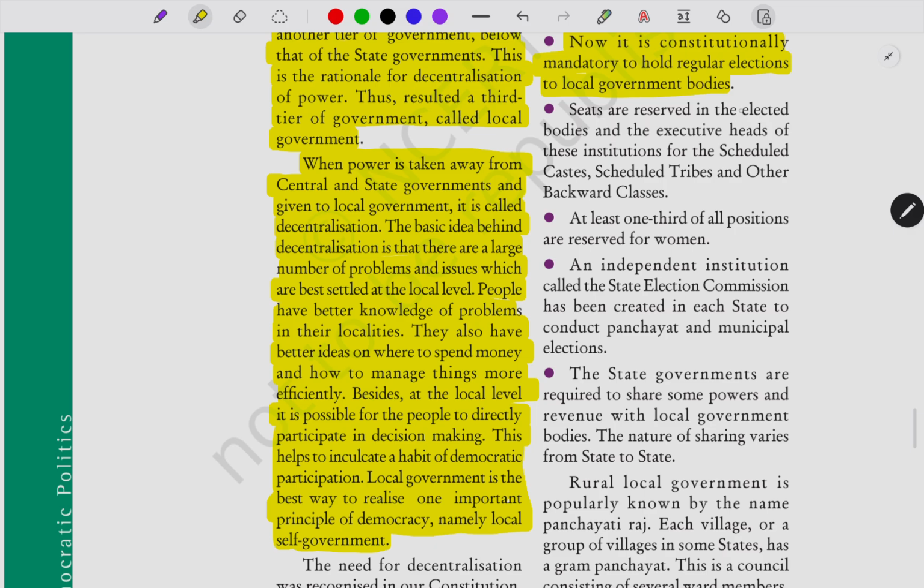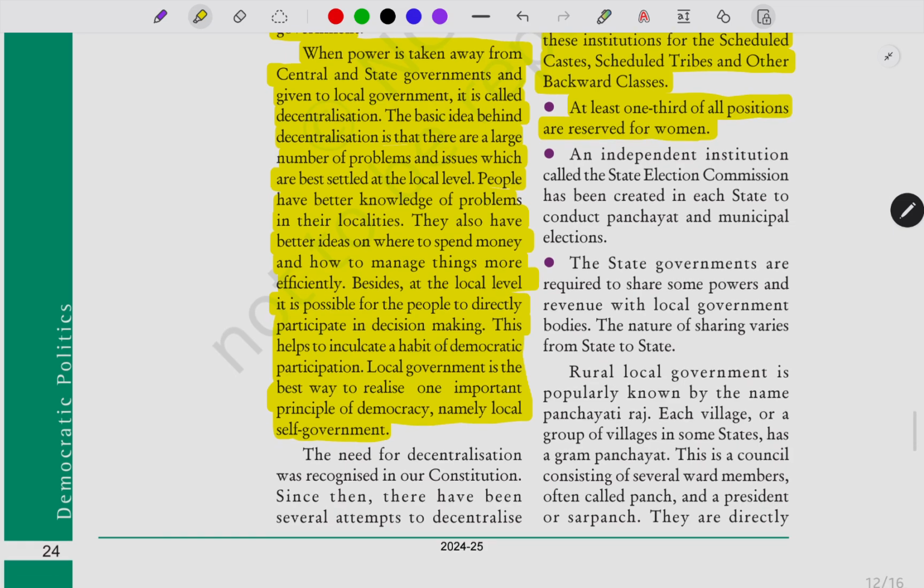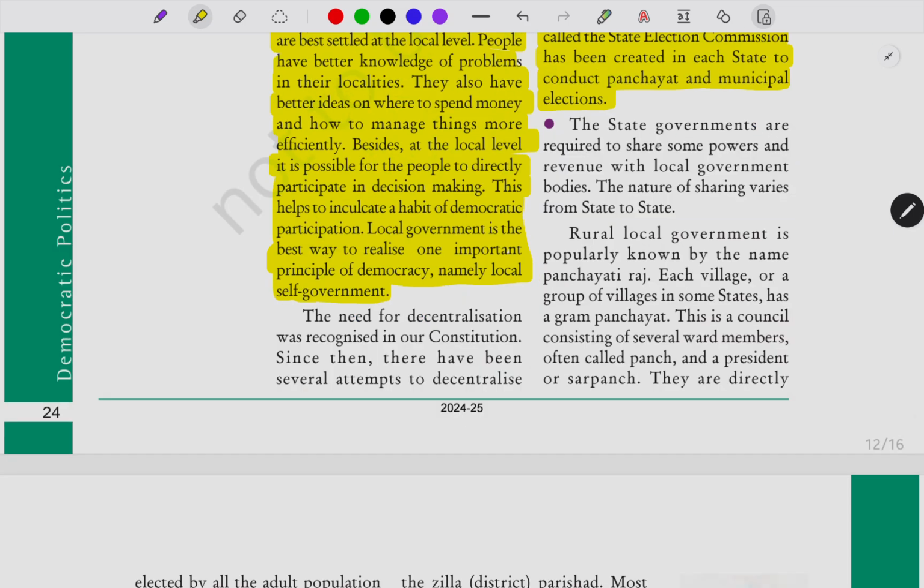Seats are reserved in the elected bodies and executive heads of these institutions for the scheduled castes, scheduled tribes, and other backward classes. At least one third of all positions are reserved for women. An independent institution called the State Election Commission has been created in each state to conduct panchayat and municipal elections. The state governments are required to share some powers and revenue with local government bodies. Okay. The nature of sharing varies from state to state.